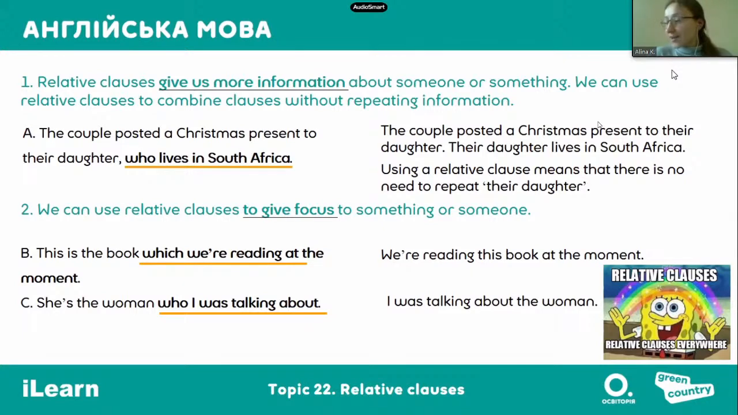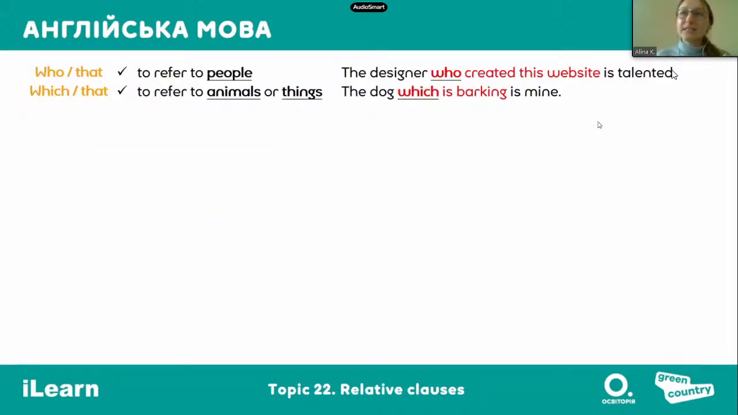Surely you know that there are different relative pronouns. For example, for people, we use who and that, and for things and animals, we use which and that. For example, the designer who created this website is talented. The dog which is barking is mine. So from these two examples, you can see that relative clauses can actually be not at the end of the sentence, but somewhere in the middle.